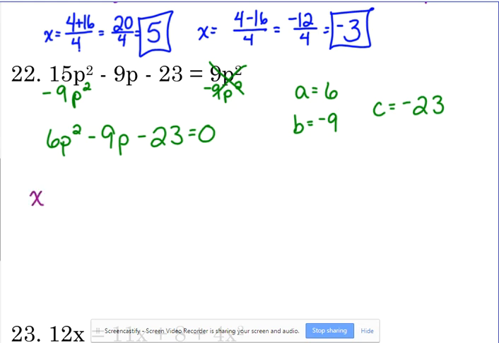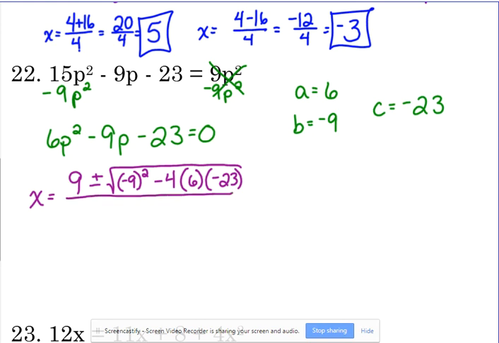All right, quadratic formula. X equals the opposite of B. So positive 9 plus or minus the square root of B squared. Put that negative 9 in parentheses. I cannot stress that enough. That will throw off your quadratic formula every time. Minus 4 times A is 6 times C is negative 23. All over 2 times A, which is 6.